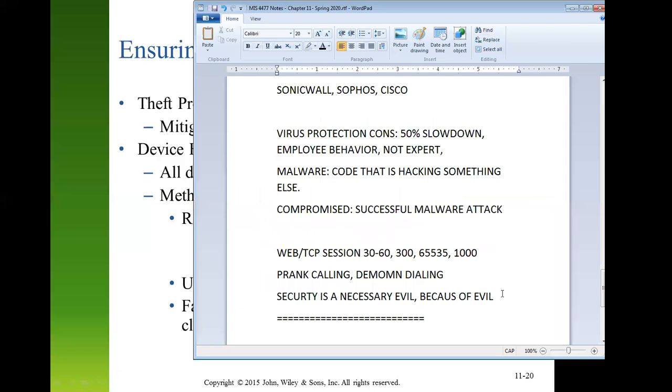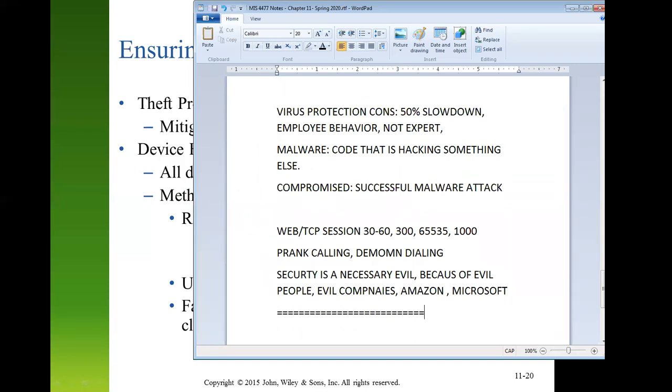Security is a necessary evil because of evil people and evil companies like Amazon and Microsoft. Yes, they're kind of evil in some ways in that they're trying to steal marketing information.